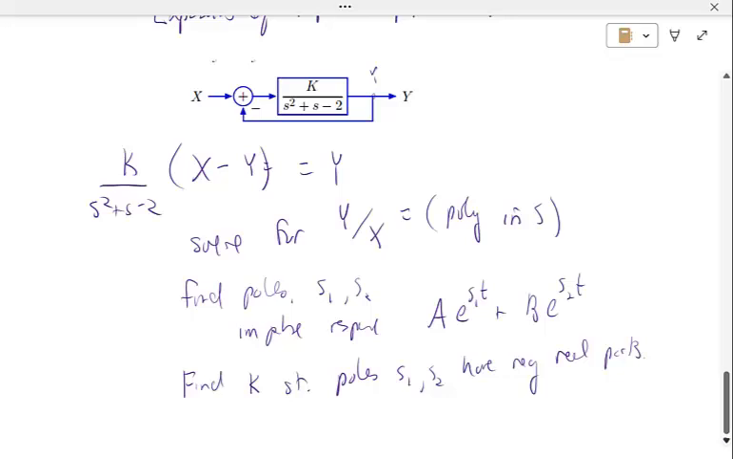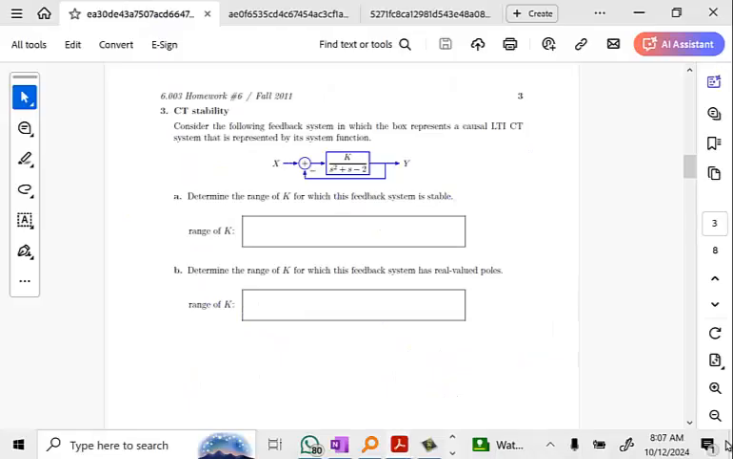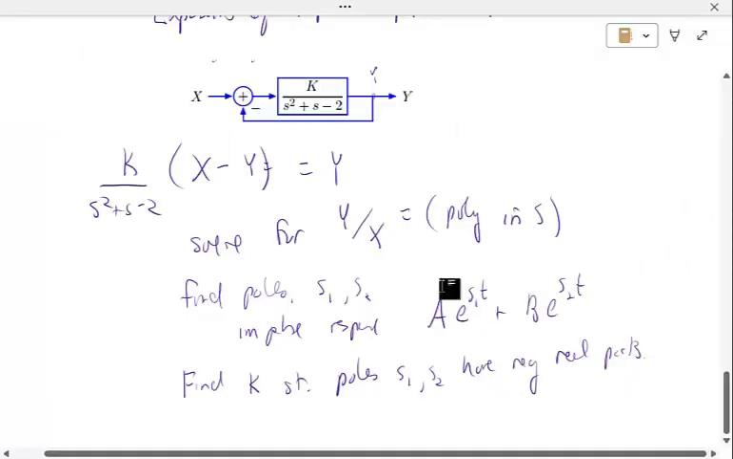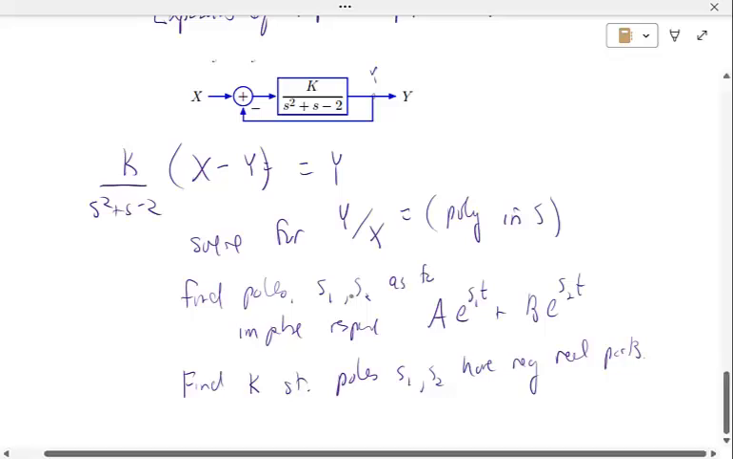Now it's funny because it seems like this would be stable if k is small, because if k is large, you have a large gain, but that turns out not to be the case. So that's kind of an interesting result. Now the second question was determine the range of k for which the feedback system has real valued poles, and that's just doing the same thing. So these poles here will be functions of k.